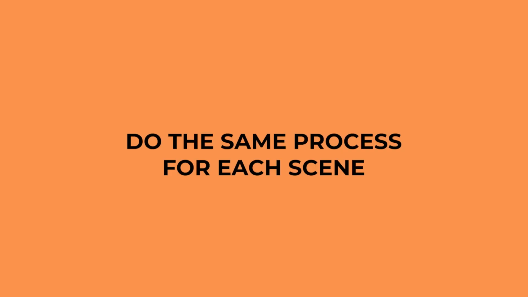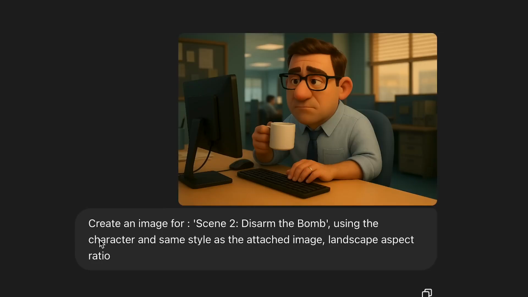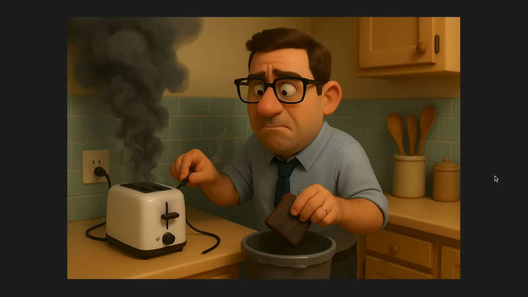Then I just did the same process for each scene. Like for scene 2, I added in that original image of the character sitting at his desk, and then I just used the same prompt as before, but I just changed scene 1 for scene 2, disarm the bomb. And ChatGPT will look at the scene that it wrote before and fill in the image with the appropriate context. And it gave me this awesome image of the character thinking that he's disarming the bomb, which in his case is just a burnt toast. And it's done a great job at keeping the same visual style and keeping the character consistent.